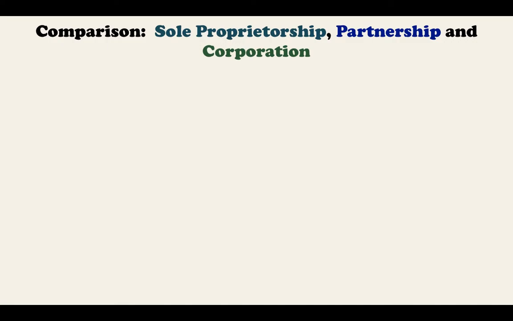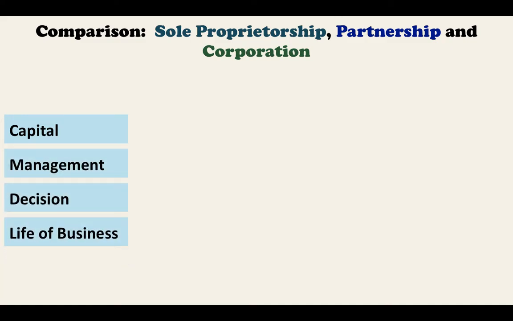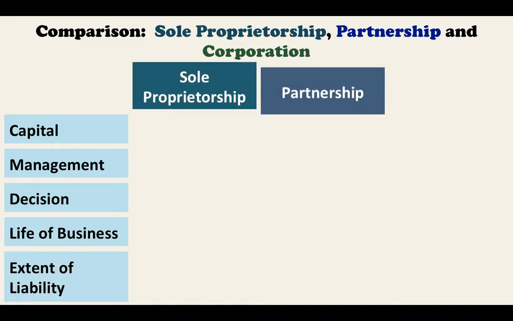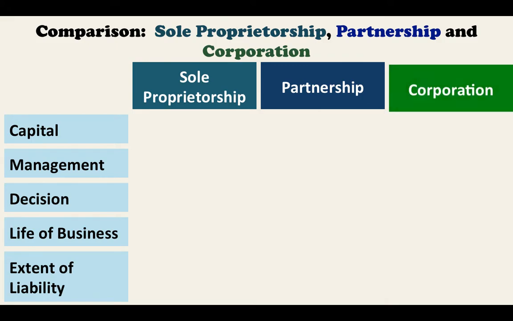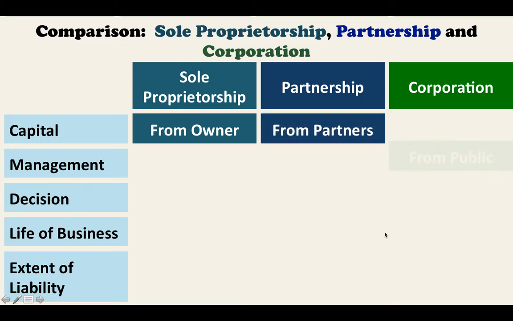Let's compare sole proprietorship, partnership, and corporation in terms of capital, management, decision, life of business, and extent of liability. Okay, in terms of capital, the source of capital in sole proprietorship is the owner. In partnership, obviously, it is the partners. And in corporation, it is the public.